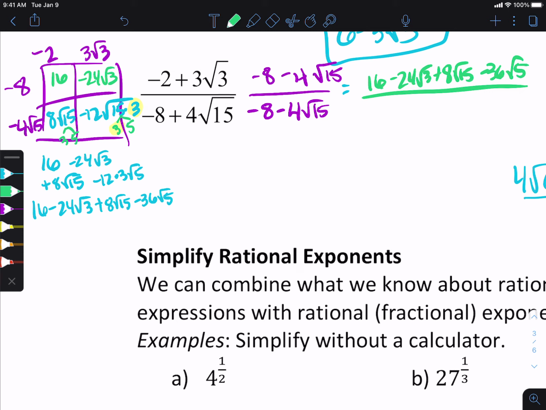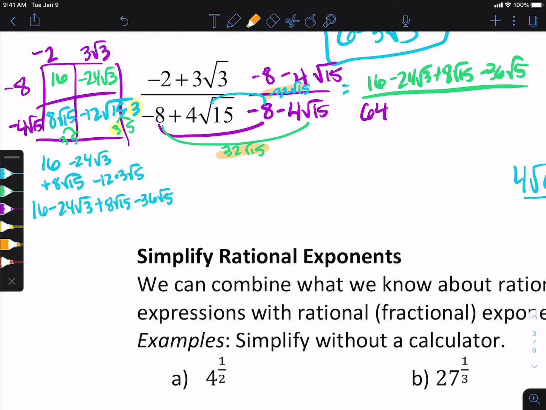And then we have to multiply the conjugate on the bottom. So negative 8 times negative 8 is positive 64. And then remember when we're doing our outside terms that this will undo the inside term, right? So negative 8 times negative 4 is positive 32 root 15. And then if we do the negative 8 times the 4 root 15, that gives us negative 32 root 15. So these two things go to nothing.